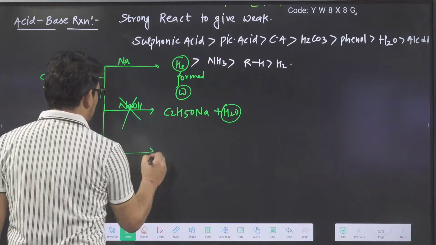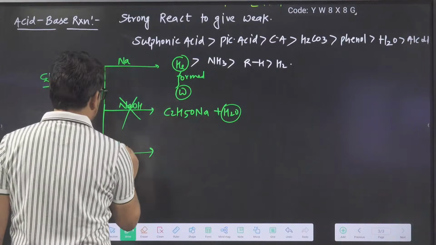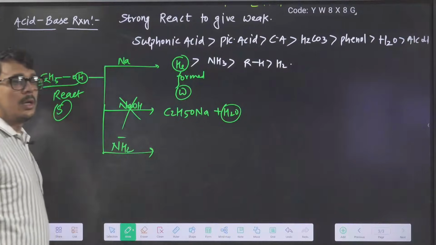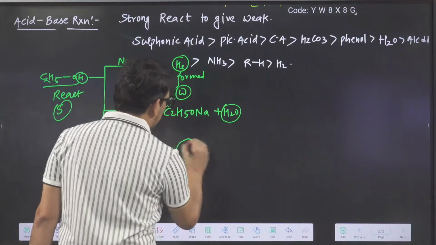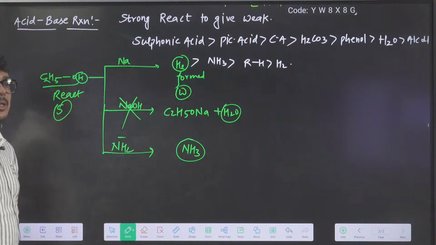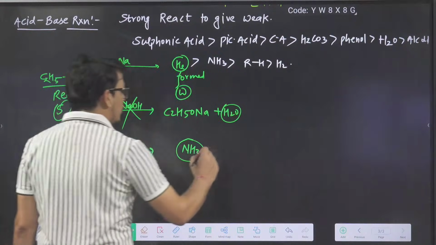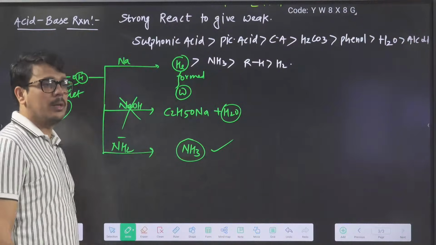Now next, if I said here, let's say NH2 minus. Now tell me, NH2 minus will give you which compound here? NH3. Now NH3 is more acidic or less acidic? Less acidic. So is this possible or not possible?